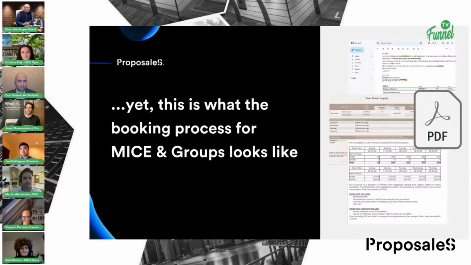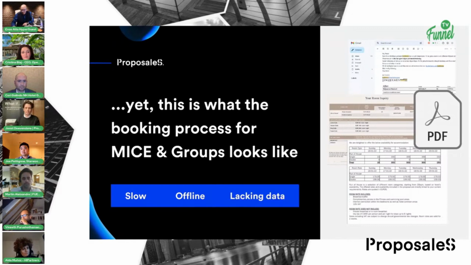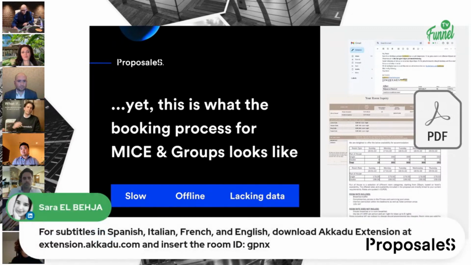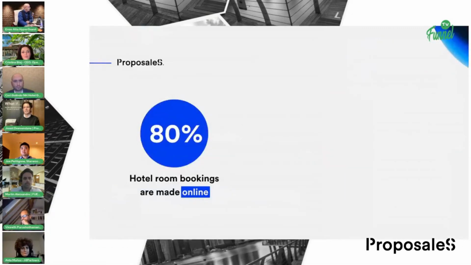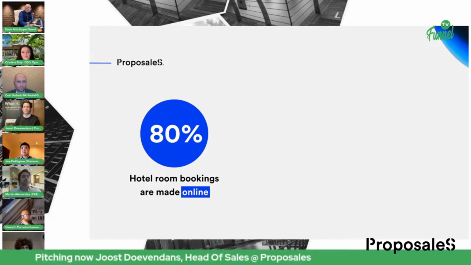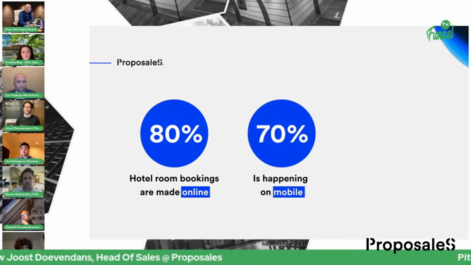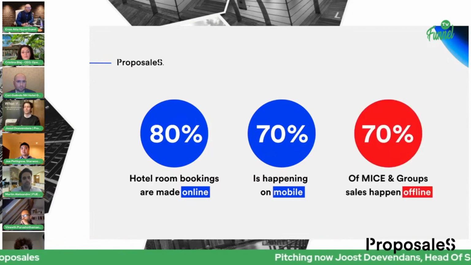Yet the booking process for MICE and groups is fairly slow. It's offline mostly and lacking a lot of data. Because of it being offline, there are a lot of emails back and forth. It's PDF driven. And when you compare that to how hotel room bookings are made, we see that 80% of that happens online. Even during COVID, we've seen that going up more. From that 80%, 70% is even happening on mobile. And comparing that to MICE and groups, we see 70% of it happening offline.